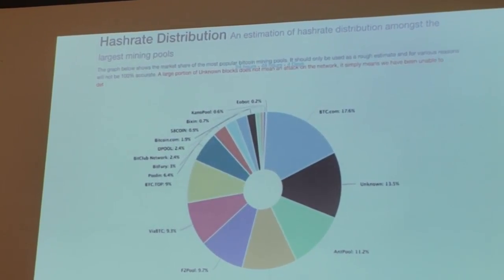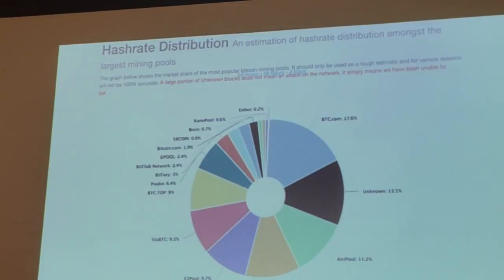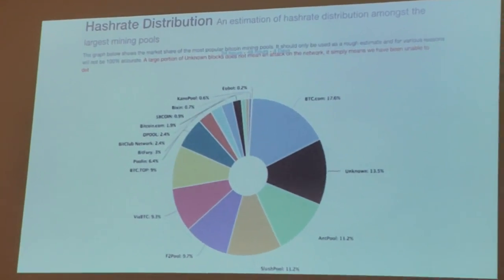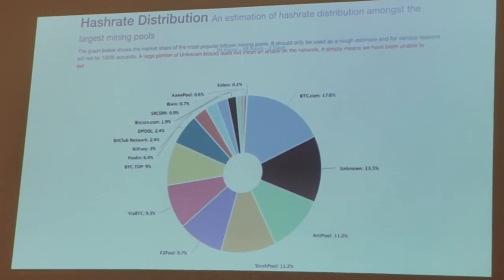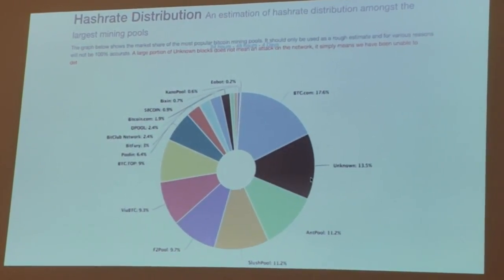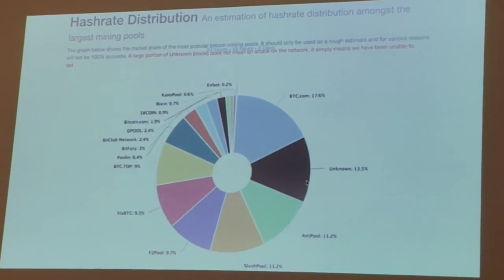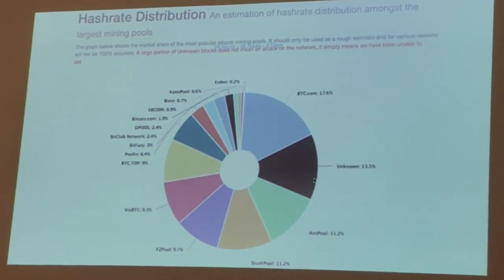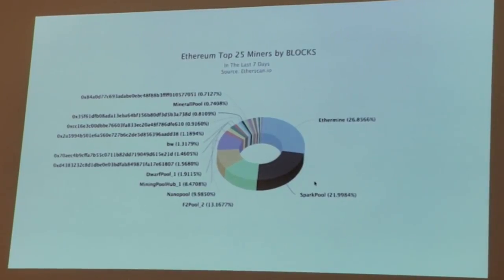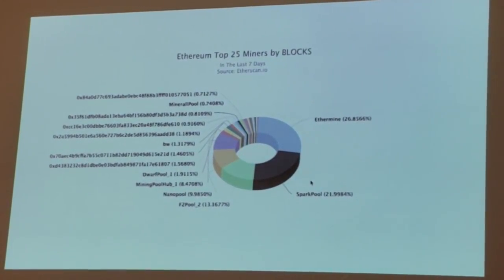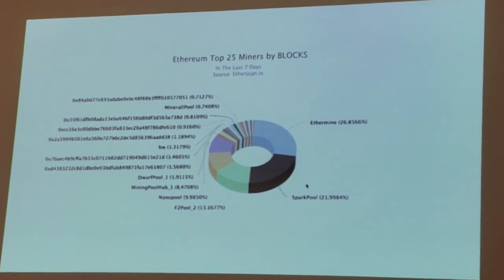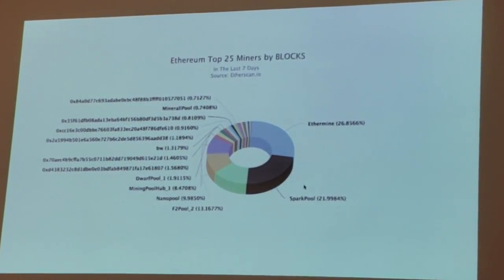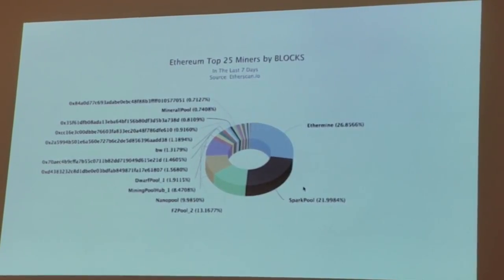So if we look at the hash rate distribution for Bitcoin, 51% of the distribution is made up by 4 mining pools, at least as far as we know, or they're willing to go with. It could be that several of these pools are actually not working together. And for Ethereum, it's not much better. It's 3 different pools making up the distribution. And can anyone tell me why this is disconcerting?